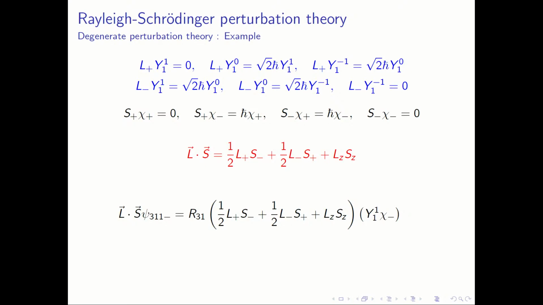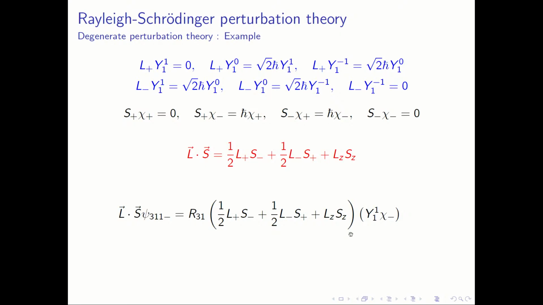So what is the perturbation term, or what does L·S do to any particular one of our degenerate eigenfunctions? Let's just take Psi 31 1 minus as an example. Psi 31 1 minus is of course made out of R31, which is a function of r, and none of these angular momentum operators care about the radial coordinate, so R31 can simply go out. Then you have this operator, L·S, acting on this combination. This is ML equals 1, so Y1 1, and MS equal to minus half, so chi minus.